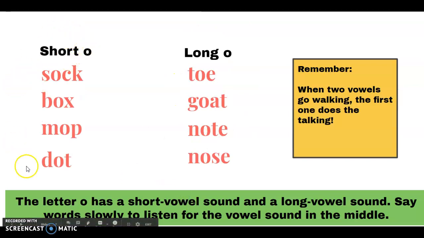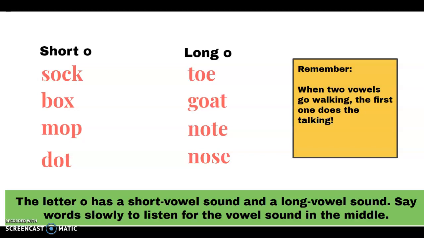So if you thought this list was a short O, you were correct. So sock, box, mop, and dot. We hear that ah sound. That is the short O. Over here, we hear the long O sound. Toe, because we hear O. Goat, note, nose. So the letter O has a short vowel sound and a long vowel sound.